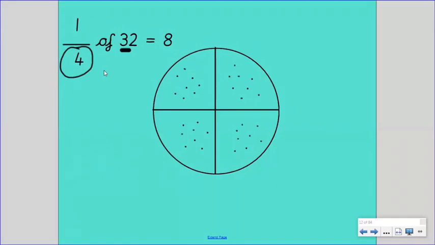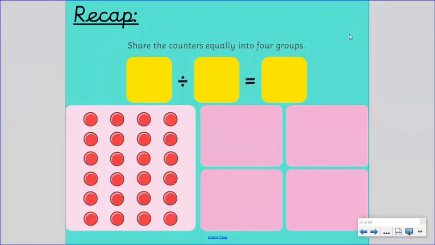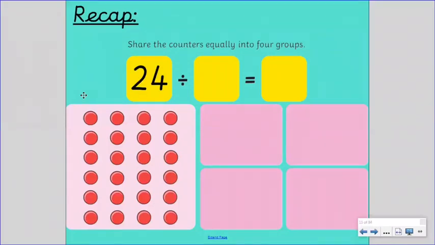Well done. So let's have a quick recap of our division by sharing method. So here it says share the counters equally into 4 groups. Okay, so we need to form our number sentence first of all, and if you remember from last lesson, our first number in our number sentence is the total number of counters that we are sharing. So count up those counters. How many are there in total? Have you counted? There are 24 counters, so well done.